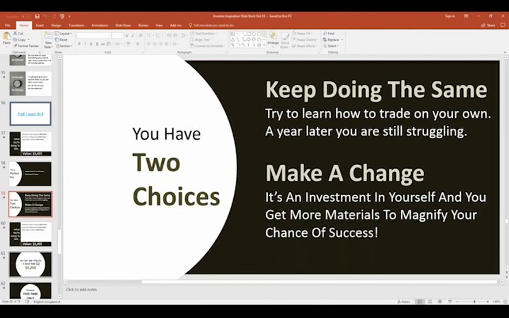And find yourself a year later still struggling with order flow or still struggling in trading, or you can make a change. It's an investment in yourself. I think that's the best type of investment you could make, is in yourself. Things that no matter what happens, you can't take away from you because you already learned it. And get the materials to magnify your chance of success in the markets.